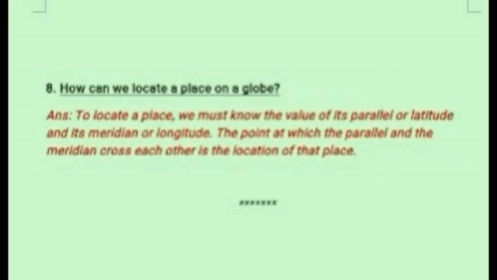And the last question, how can we locate a place on a globe? So to locate a place, we must know the value of its parallel or latitude and its meridian or longitude. So the point at which the parallel and the meridian cross each other is the location of that place.